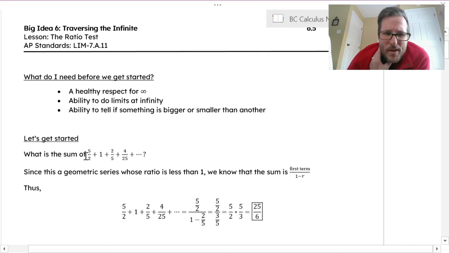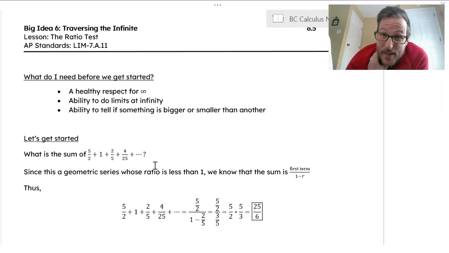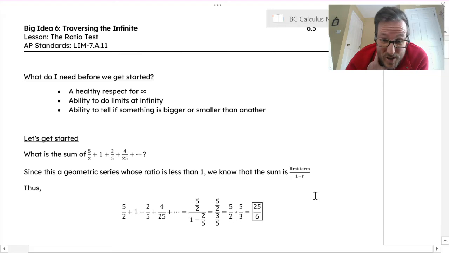All right, let's take a little trip down memory lane. What's the sum of this series here? 5 halves, plus 1, plus 2 fifths, plus 4 25ths. It's geometric. Now, the ratio is 2 fifths. Well, that's less than 1. That means it's a convergent geometric. So the sum would be the first term divided by 1 minus the ratio, right? So we take the first term, 5 halves, divide by 1 minus 2 fifths. That's 3 fifths. We multiply by 5, 25 sixths.